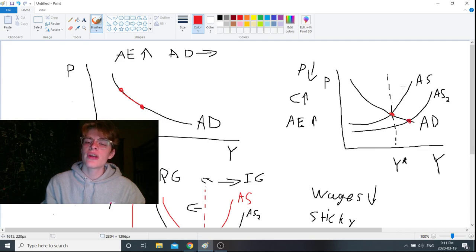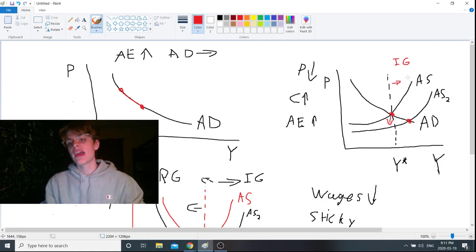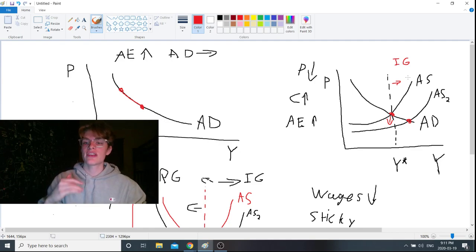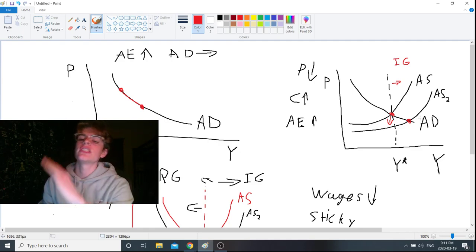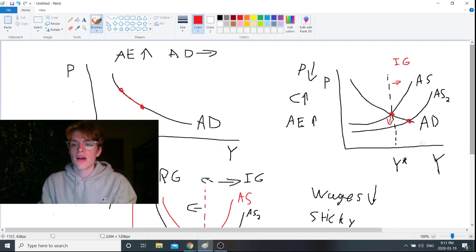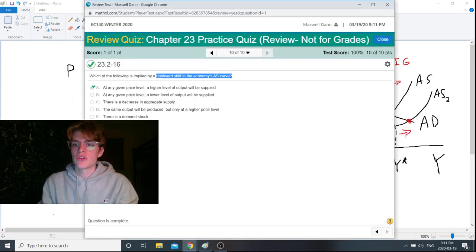So right now we've actually opened an inflationary gap, an IG, because we are to the left of potential output. So we notice that price level went down. So when the AS curve shifts right, we see a decrease in price level. We're also seeing an increase in GDP, just because this has moved to the right.